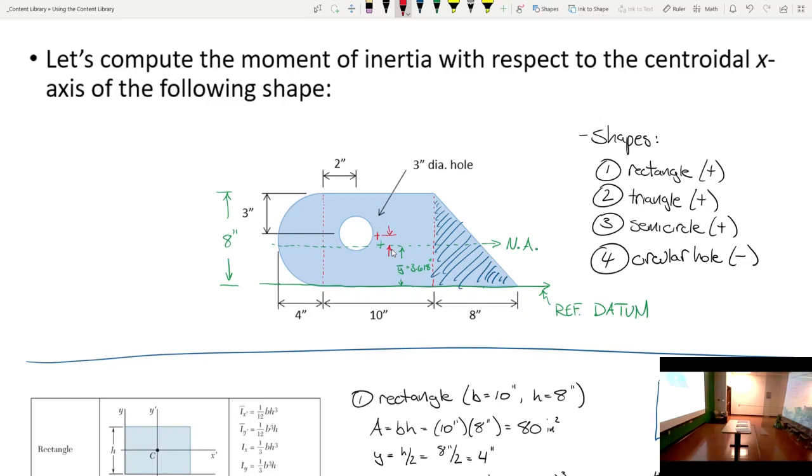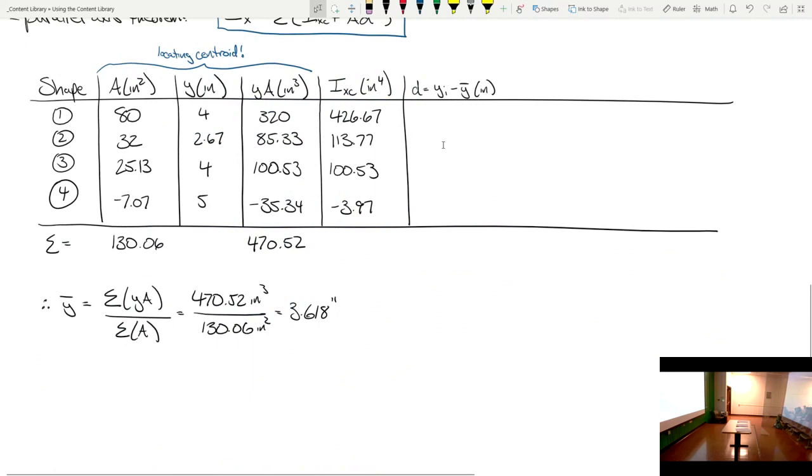So if I go down here, it is 4 minus 3.618. It's like, what is it? 0.38, we'll just call it. Is that fair? Now, here's another thing to make sure that you're paying attention. Did it matter what order I did that subtraction in? Like I did y minus y bar. What if I did y bar minus y?